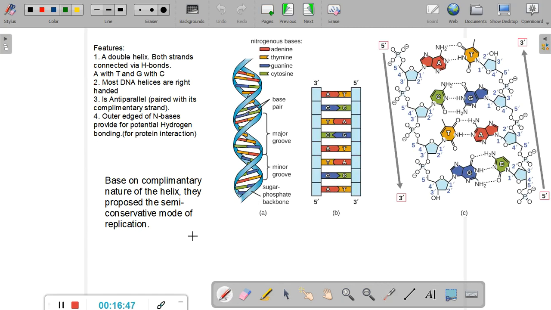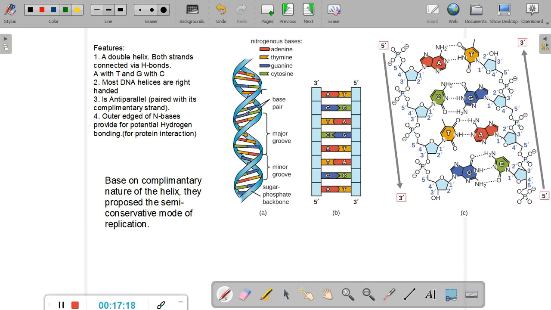The second feature of this molecule of DNA was that most of the DNA helices are right-handed structures. Now, let me just bring to your notice that there are different varieties of DNA also. The most common form of DNA that we study and that is found in most of the organisms is called the B-DNA. Even this one is the B form of DNA. Likewise, we also have something called the A-DNA and also the Z-DNA. Right now, we are more interested in understanding more about the B-DNA. So, they said that most of the DNA helices are right-handed.